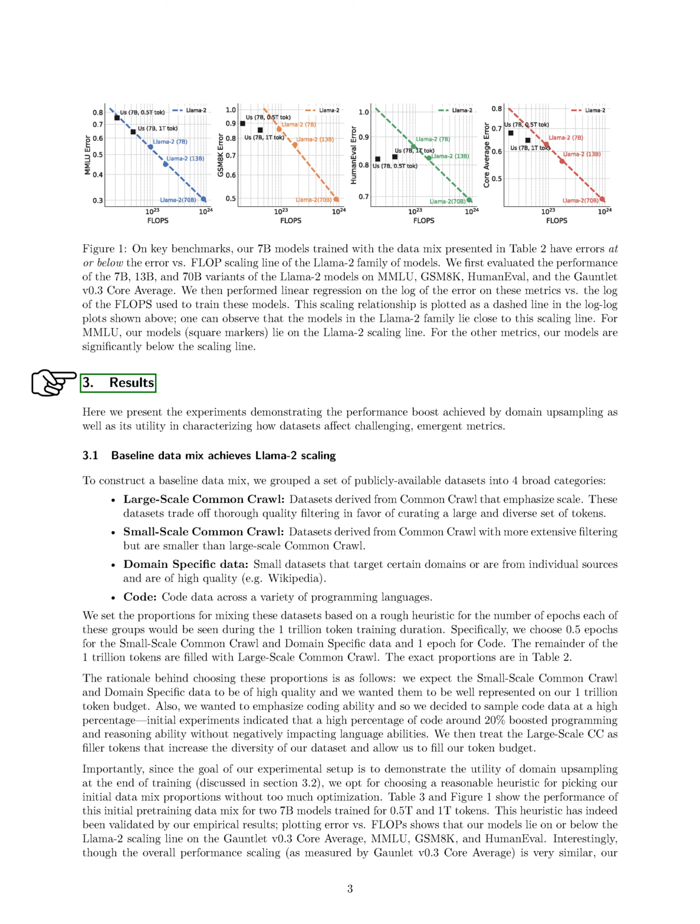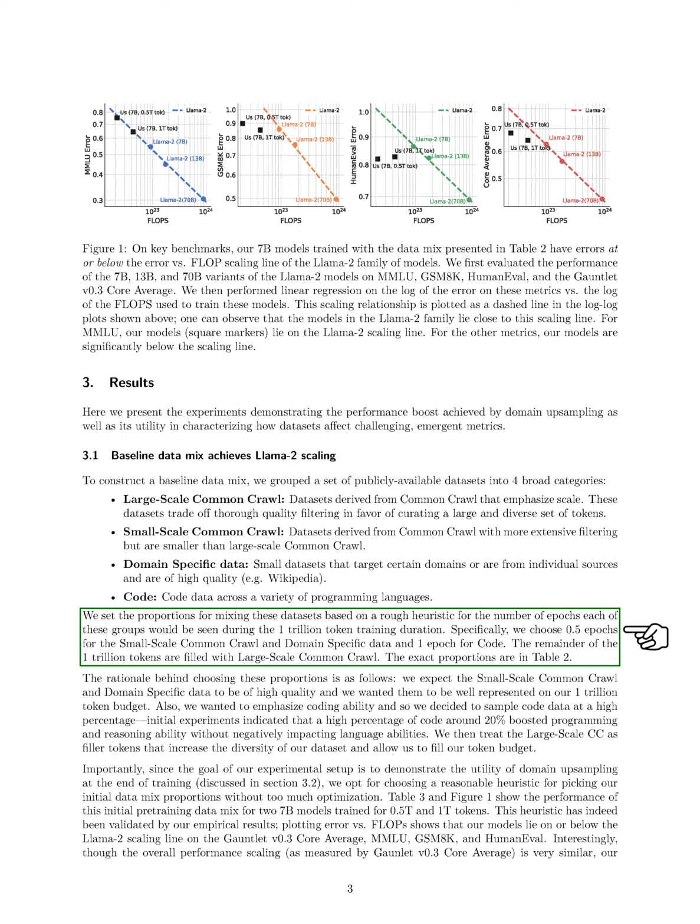Section: Results. In this section, we will discuss the experiments we conducted to show how domain upsampling can enhance performance and help us understand the impact of different datasets on challenging metrics. Our baseline data mix achieved Llama 2 scaling. To create this mix, we categorized publicly available datasets into 4 groups: large-scale Common Crawl, small-scale Common Crawl, domain-specific data, and code data.